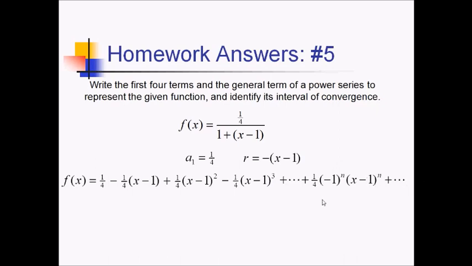And let me just double check. I'm using a starting n value of 0. So if I have 1/4 times negative 1 to the 0 times x minus 1 to the 0, that's just going to be 1/4 times 1, or 1/4. And then if you plug 1 in, that'll be a negative, and we'll have the x minus 1 there. So this will work if you use a starting n value of 0.